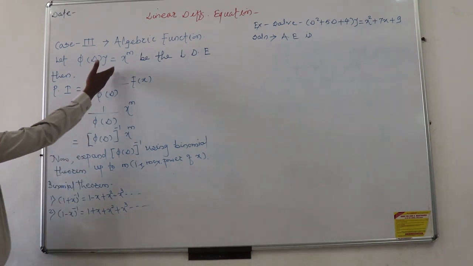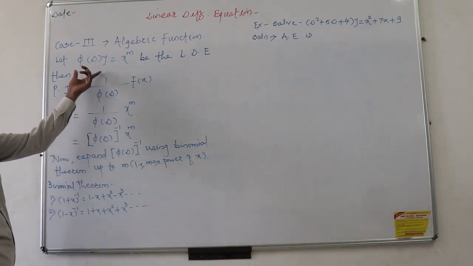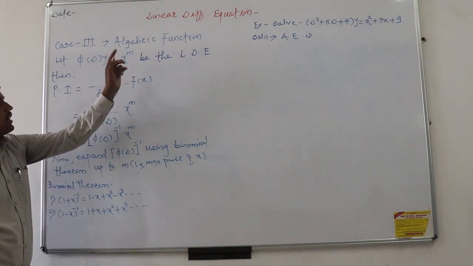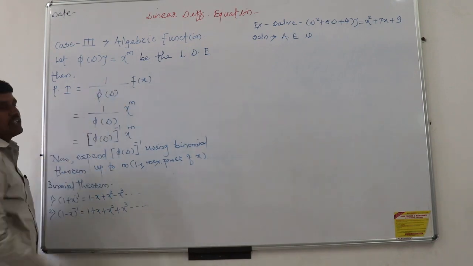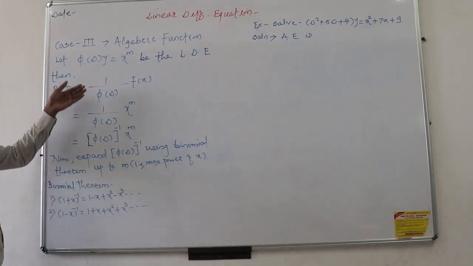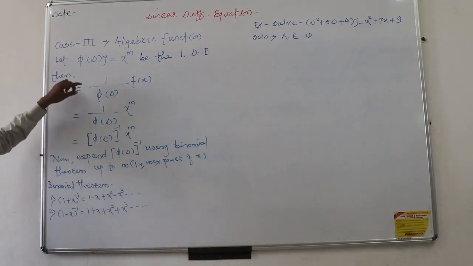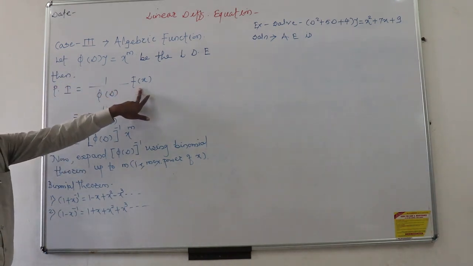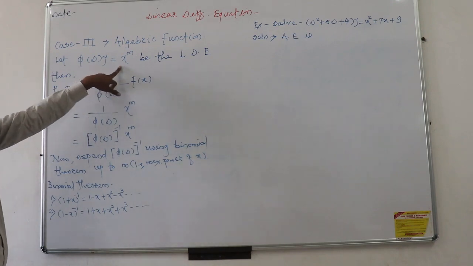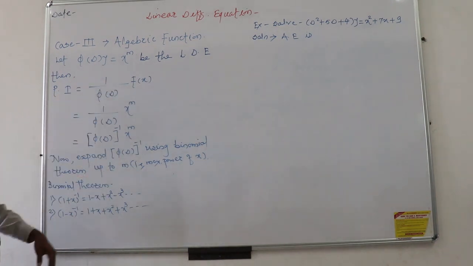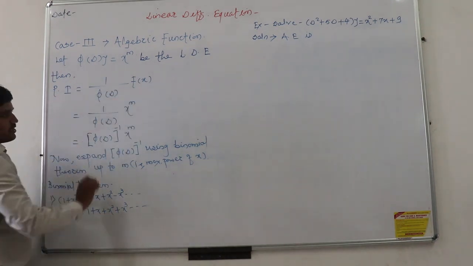So here we consider the linear differential equation phi of D into y is equal to x raised to m. So x raised to m is an algebraic function. Now find the particular integral. We know that the particular integral is equal to 1 upon phi of D into f of x. Here our f of x is x raised to m, so substitute f of x.